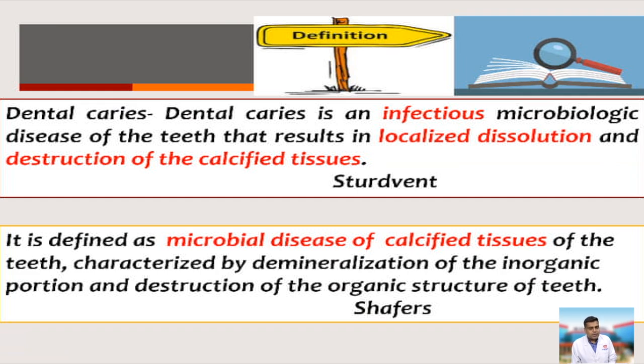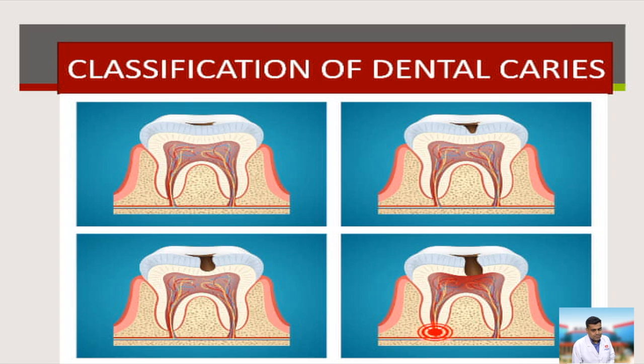Coming to the definition of dental caries, according to Sturtevant, dental caries is an infectious microbiological disease of the teeth that results in localized dissolution and destruction of the calcified tissue, and according to Schaeffer's, it is defined as a microbial disease of the calcified tissue of the teeth characterized by demineralization of the inorganic portion and destruction of the organic structure of the teeth.